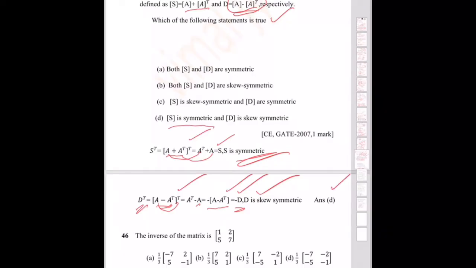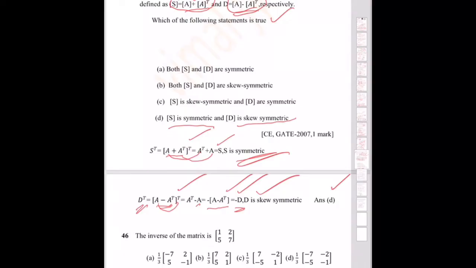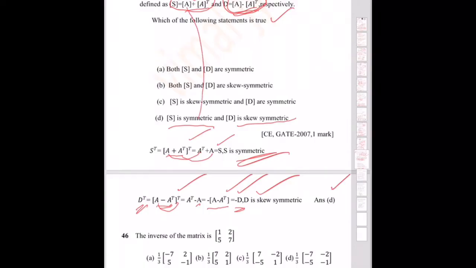S is symmetric and D is skew symmetric, where S equal to A plus A transpose and D equal to A minus A transpose. Then S is symmetric and D is skew symmetric, which is important. Problem 6.